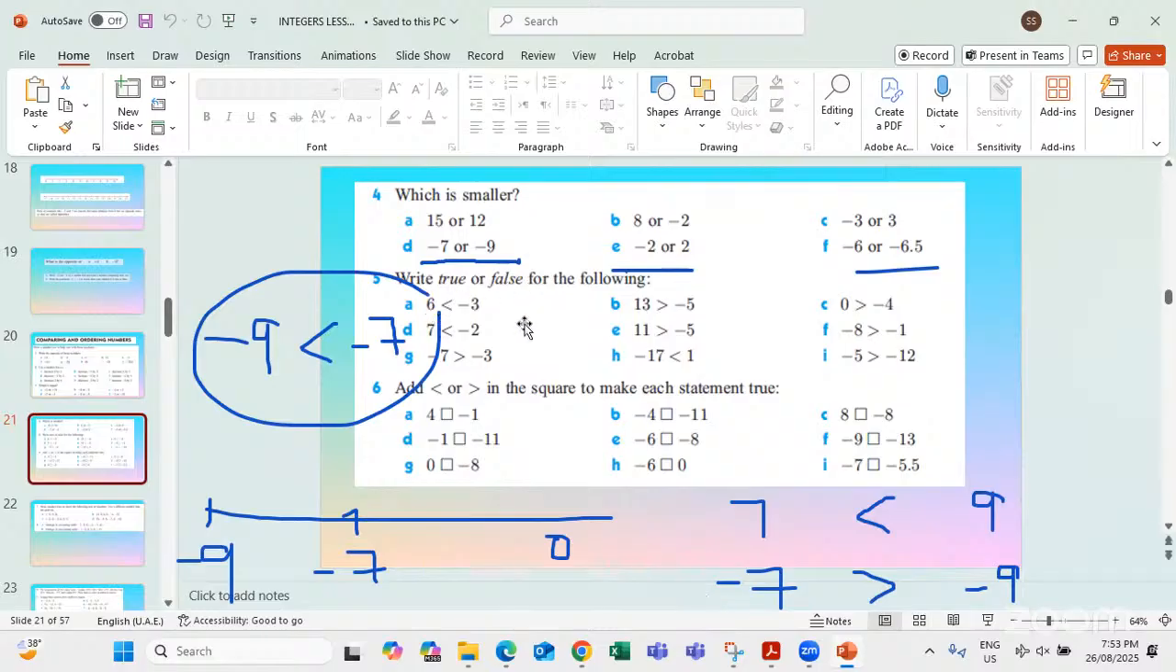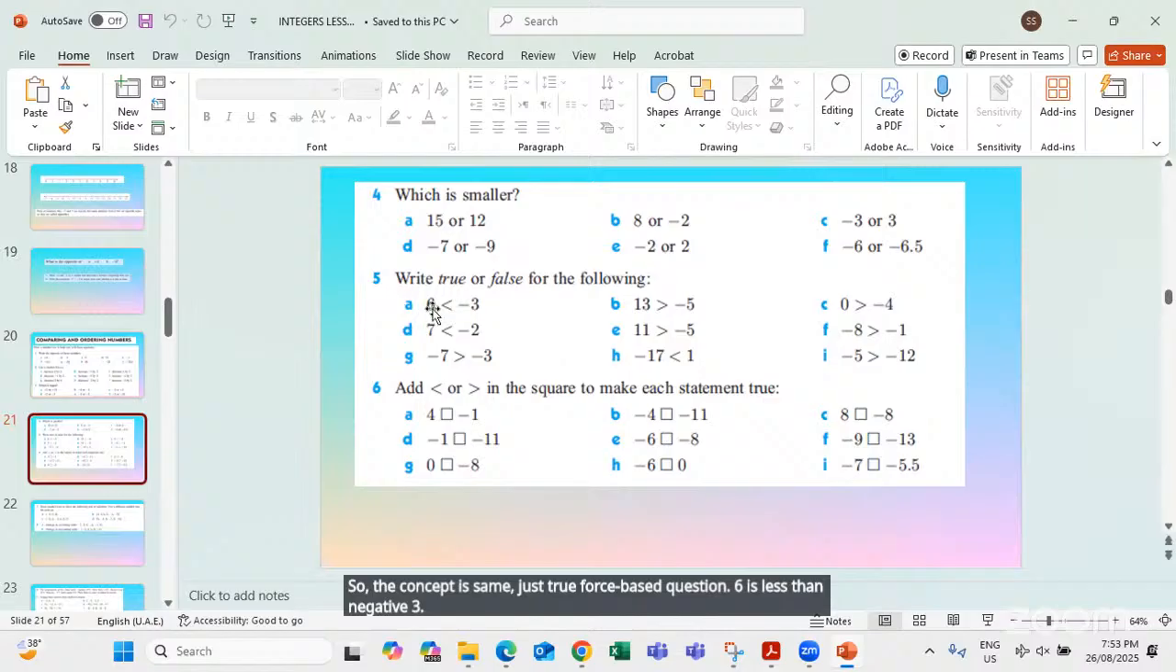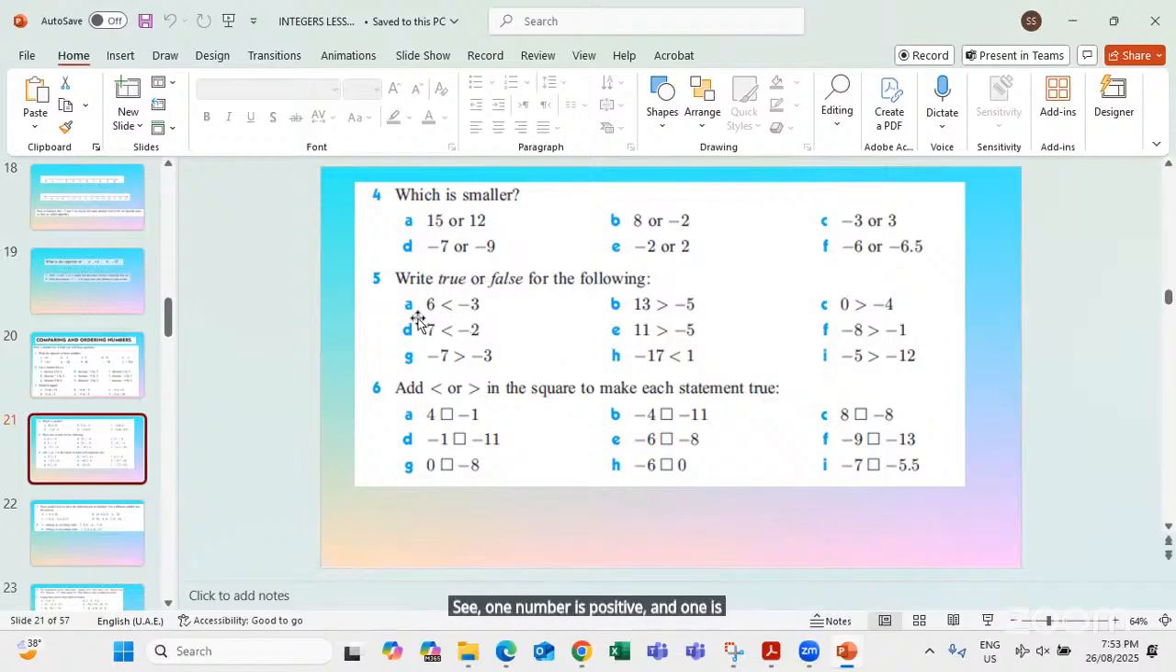Write true or false for the following. So the concept is the same, just true false based questions. 6 is less than negative 3. See, one number is positive and one is negative. Definitely positive will always be greater than the negative.